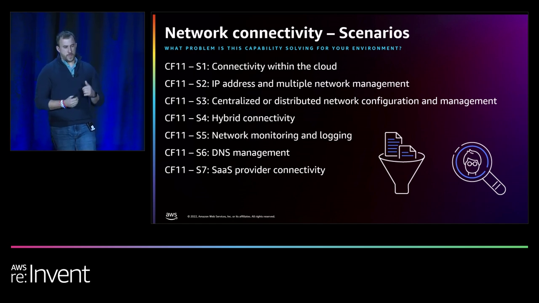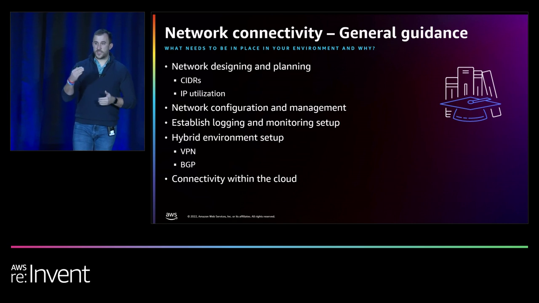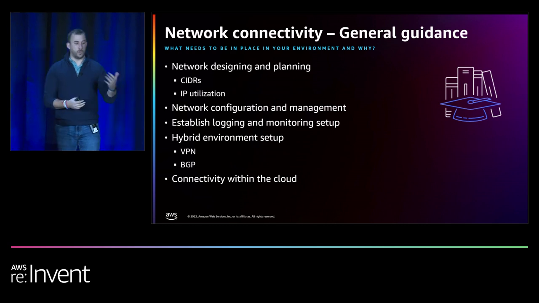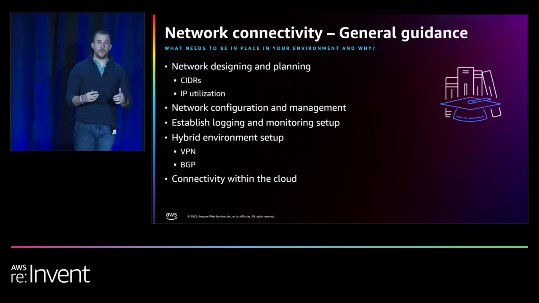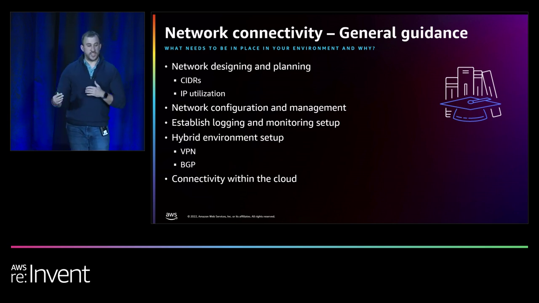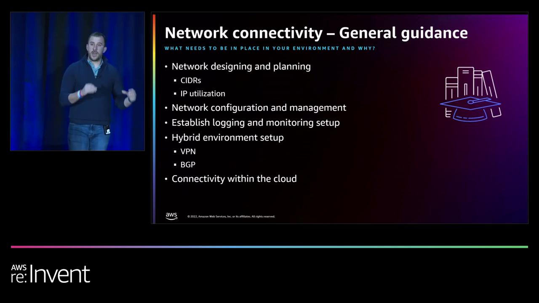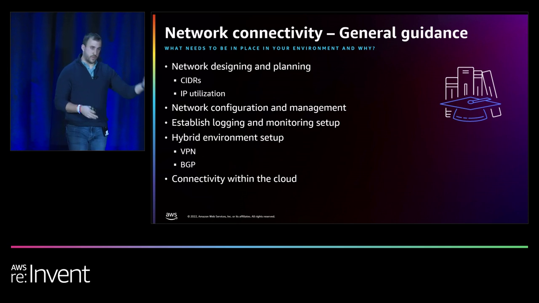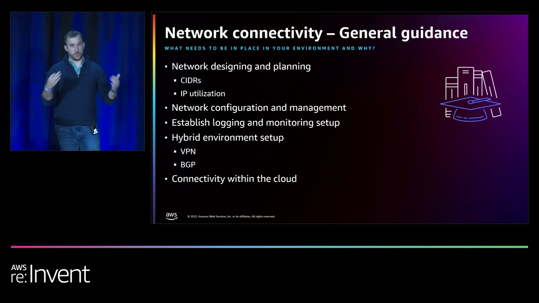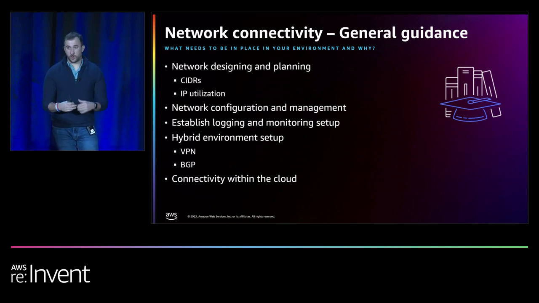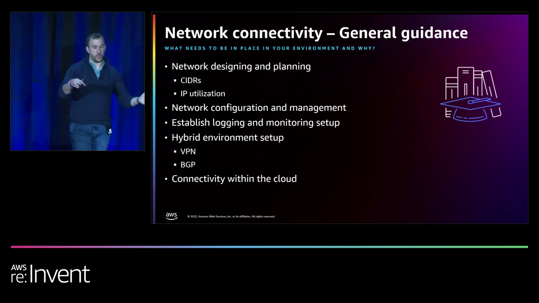So moving to that general guidance, each of the scenarios will come with a set of generic recommendations that will walk you through what I was just talking about. How do you plan? Understanding what CIDRs you want to use for certain places, what is the IP utilization, understand how to configure your network, how to manage it at scale. Maybe you're just starting and you have to set up that hybrid connectivity and you start connecting through the internet. And as your requirements evolve, you might need to connect through a VPN or set up a BGP. And then how do you connect your workloads on the cloud within the same platform or other platforms?